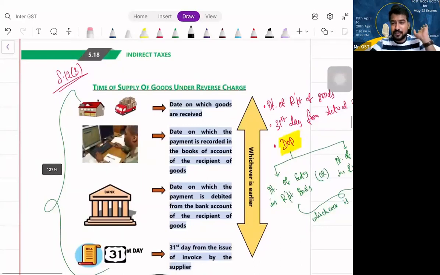Debit in the recipient's bank. Is it clear? Debit in the recipient's bank. He made the payment to the supplier. He purchased the goods and made the payment, so it will be debited from his bank account. Clear? Shall we proceed?